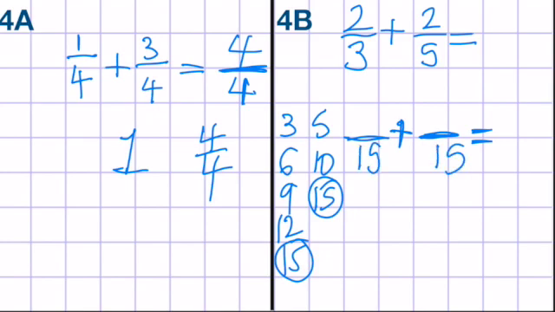Right, looking at the first fraction, what did I multiply 3 by to make it into 15? I multiplied it by 5. So I do the same to the top number, to the numerator. So 2 times 5 is 10.